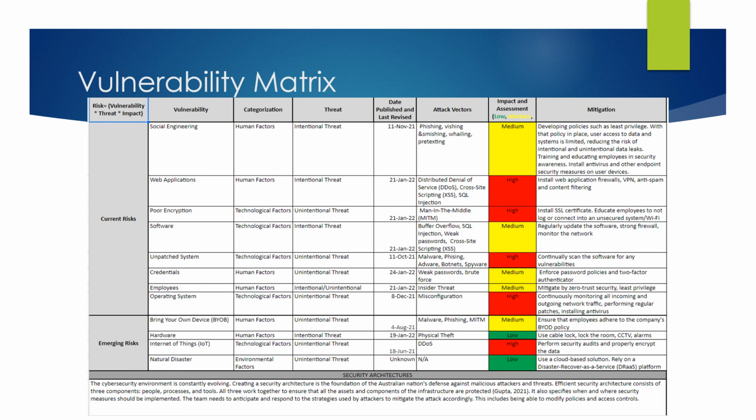The vulnerability matrix was conducted, which identifies and categorizes the various attack vectors, the vulnerabilities to the system, the threat it faces to the system, and the impact it has on the system.